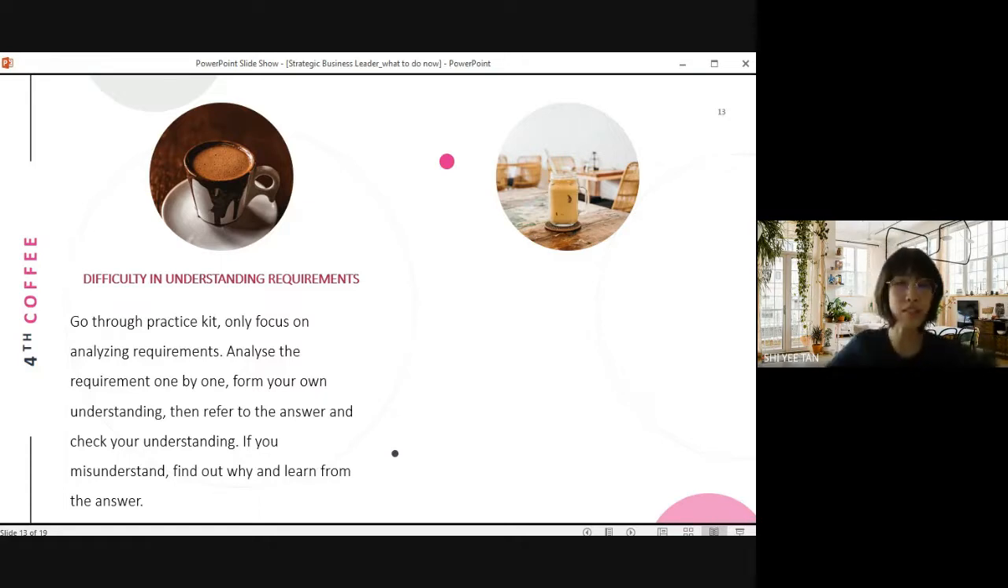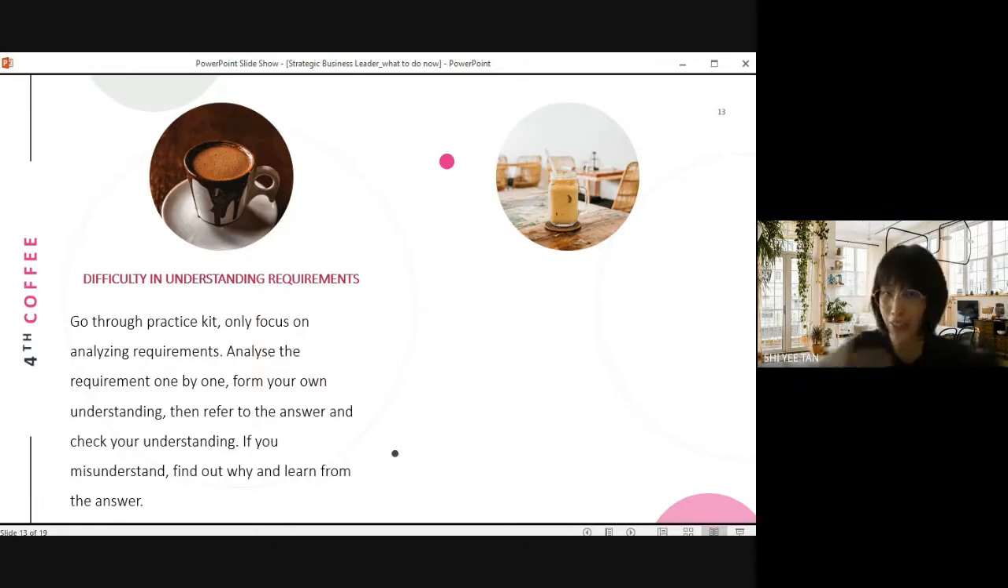And then the next day, please analyze the same requirement again so that you can enhance your understanding. So for the first few, maybe the first 3 or 4, you can practice in this way. But after that, please don't look at the answer. Please try to form your own understanding.